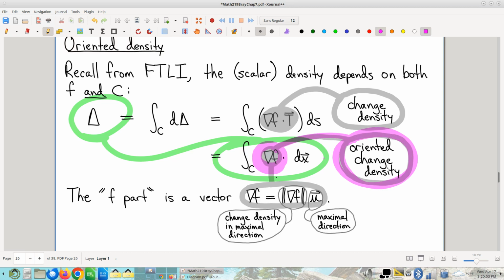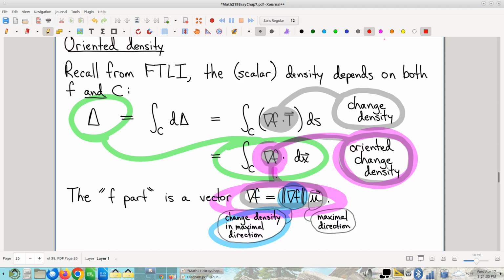I mean, it's an abuse, right? It's a stretch. You kind of have to get into a loosey-goosey mood to buy it, but you can view dx as being an oriented size, and thus this is, I guess you could call it, an oriented density. And it was very natural in the sense that if you look at the resulting direction and magnitude, the magnitude is telling you how steep it is. And if you're talking about a change density, how fast the change is happening is, in some sense, naturally the magnitude of the change density.